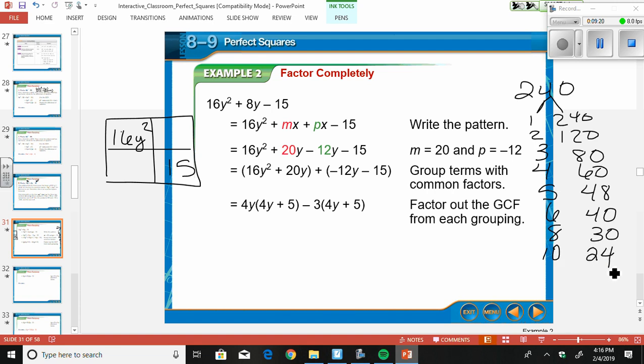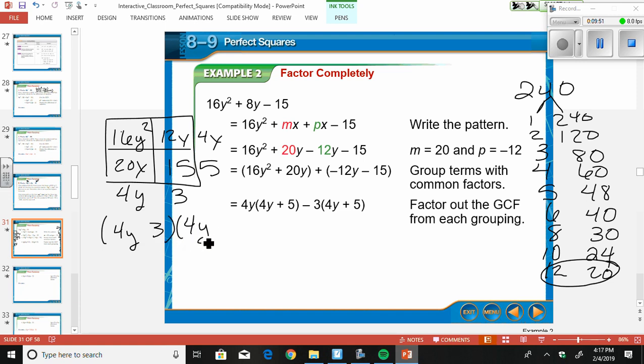What am I trying to make again? I'm trying to make that 8. 240 divided by 11, 240 divided by 12. There we go. We would need a 12y and a 20y. We would have 4y in common, and we would have 5 in common. We would have 4y in common, and we would have 3 in common. So this would be 4y and 3, 4y and 5.